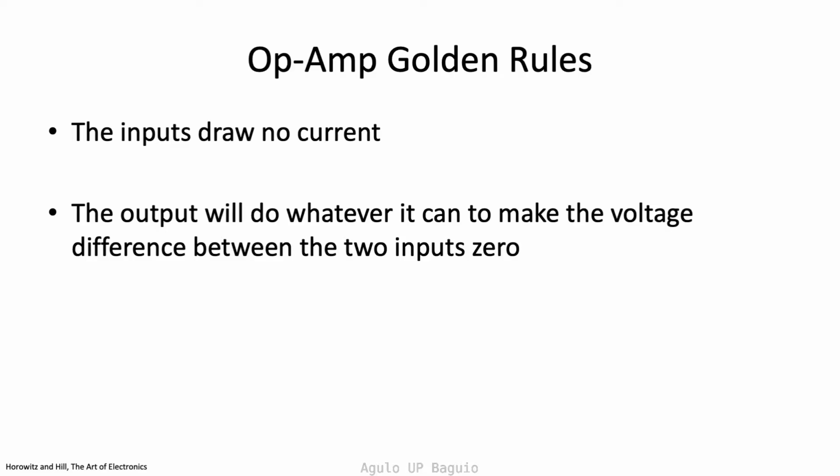To guide you in analyzing op-amp circuit applications, remember these two golden rules. The first rule states that the input draws no current. This is a consequence of the infinite input impedance of the ideal op-amp. Because of the infinite impedance, no current could be seen between the two inputs. The second rule states that the output will do whatever it can to make the voltage difference between the two inputs zero. This forms the basis of how to design the feedback network. We'll now apply these rules to our negative feedback op-amp circuits in the next slides.